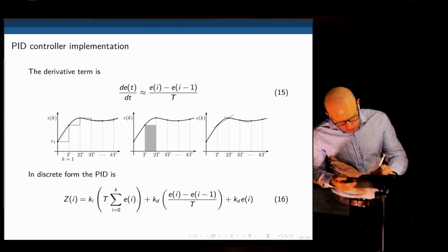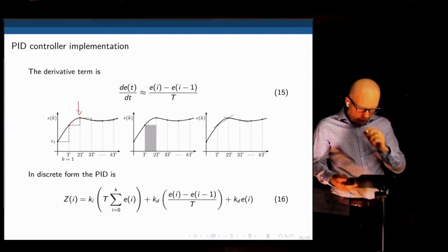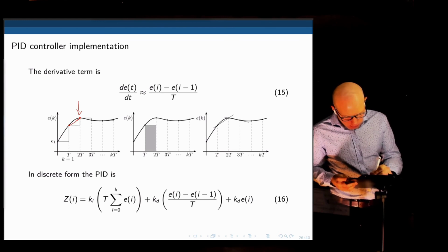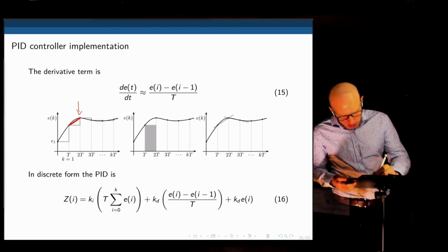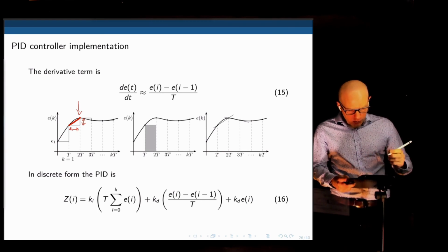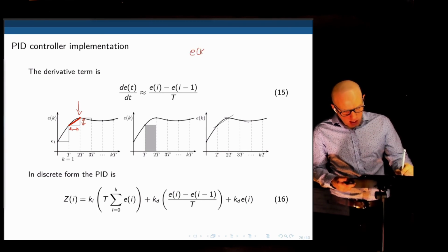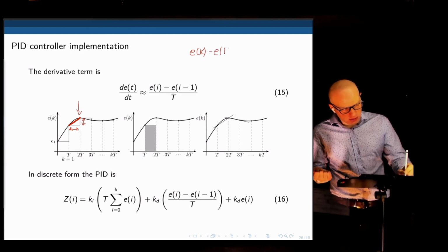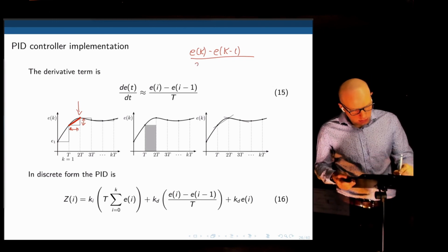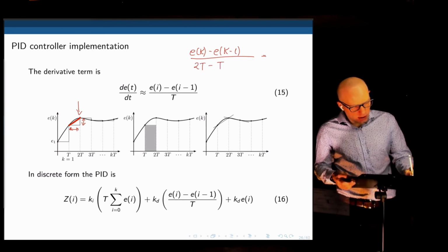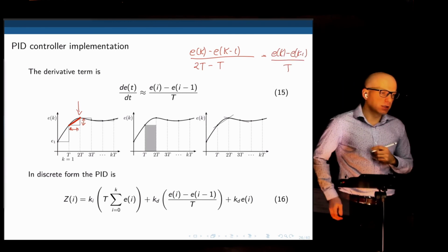Let's take, for example, this point and this point. We want to calculate the derivative right here. What would be the derivative? It would be this slope, right? That slope there, which is the height divided by the base. What would be the height? Well, the height here would be the error at the instant K minus the error just before that, let's call that K minus 1, divided by the shift in time, which is 2T minus T. So this gives the error at K minus the error at K minus 1 divided by the sampling period.